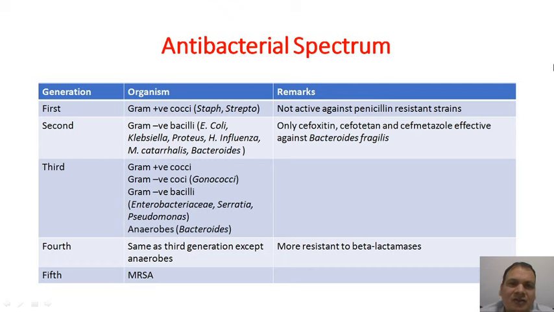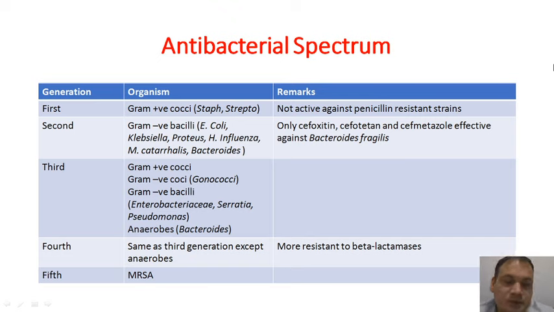So one of the antibiotics from the third generation is used for the treatment of gonorrhea. We will see that in the clinical uses. Then gram-negative bacilli, we have got Enterobacteriaceae, Serratia and Pseudomonas, and among the anaerobes we have got bacteroides. So third generation has got a very wide antibacterial spectrum. Okay. In the fourth generation, the antibacterial spectrum is the same as the third generation, except that they are not active against the anaerobes.